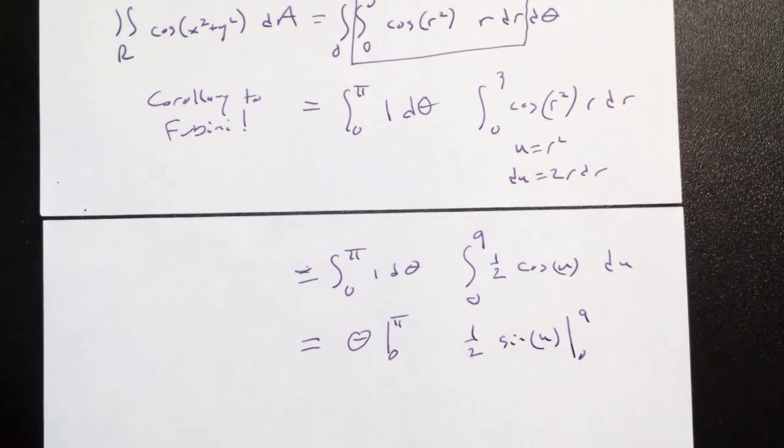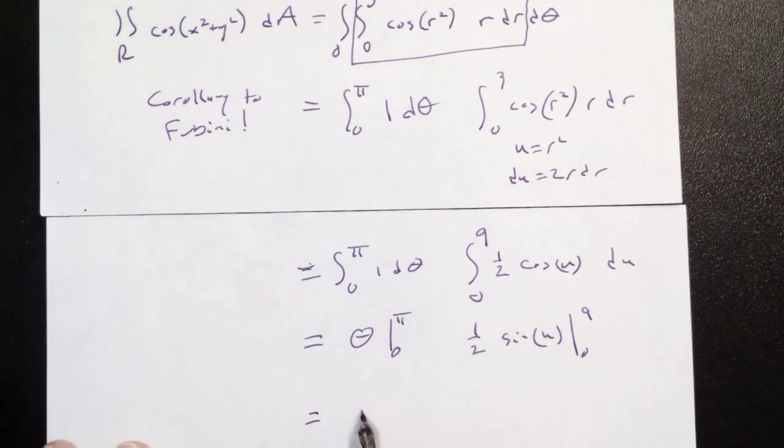If you left them as 0 and 3, you'd have 1/2 sine of r squared, which would give you the same result. So here I get pi minus 0, and here I get 1/2 of sine of 9, whatever that is, minus 1/2 sine of 0. What's sine of 0? Yay! I don't even have to write it down. If you want, you can give me a decimal. I don't know what that number is, but that's good enough. Questions?